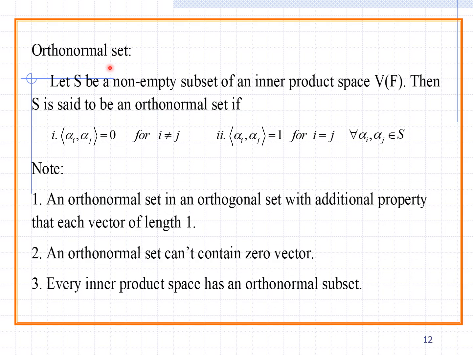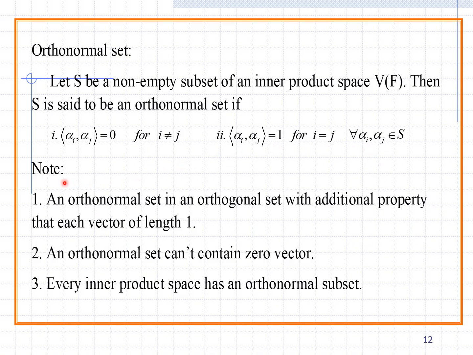Let us see the orthonormal set. Let S be a non-empty subset of an inner product space V over F. Then S is said to be an orthonormal set if there is a small difference. Let us observe: inner product of alpha i, alpha j equals 0 for i not equal to j. Before, for i not equal to j, it was 0. Here also for i not equal to j, it is 0. And inner product of alpha i, alpha j equals 1 for i equal to j, when both vectors are the same. In that case it is 1, whereas before it was not 0. That is the small difference between an orthogonal set and an orthonormal set.